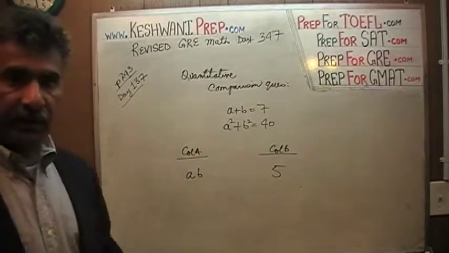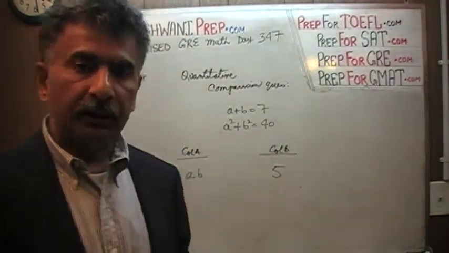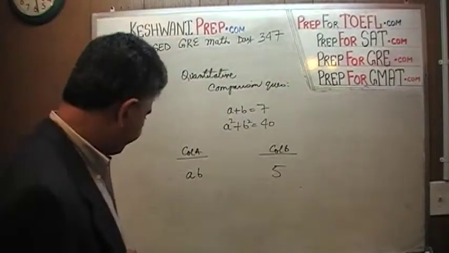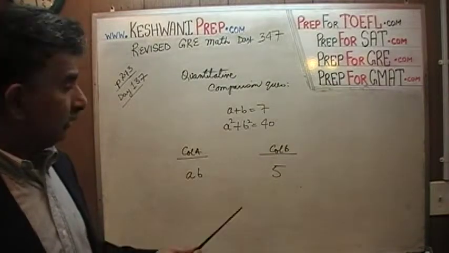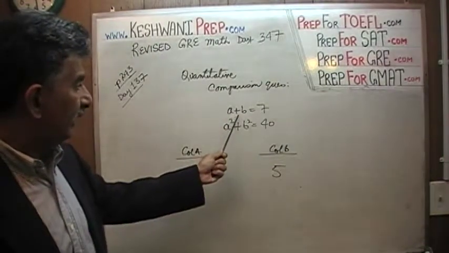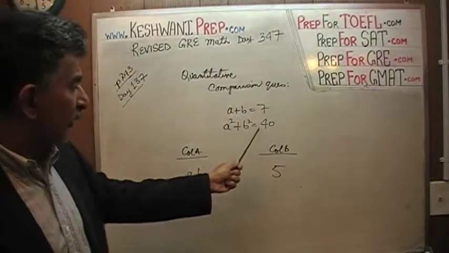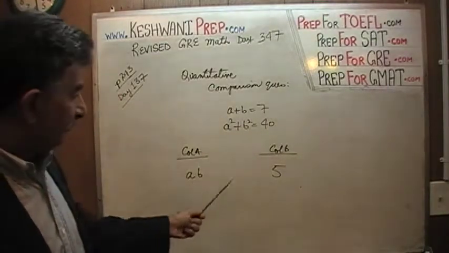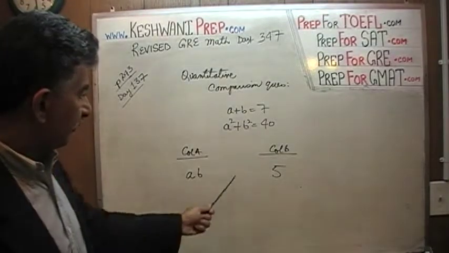Now, here's the work that I gave you yesterday as the homework. You were supposed to do it on your own, and then now we'll do it together. It's a quantitative comparison question. What is given to us is the fact that the sum of a and b, a plus b equals 7. We are told the sum of their squares equals 40. The question simply is, how do these quantities compare? A times b versus 5.